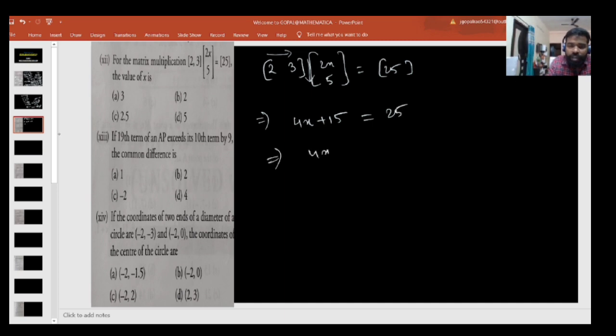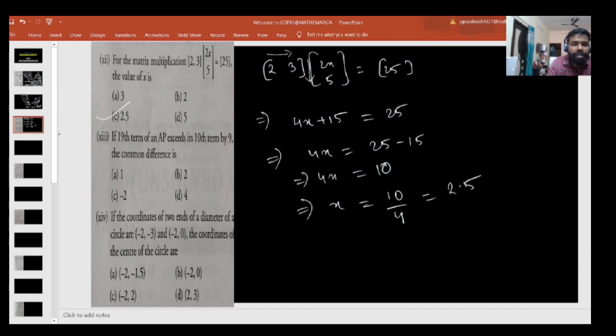So we get 4x is equal to 25 minus 15. So we get 10. 4x is equal to 10, so we get x is equal to 10 by 4, which is actually 2.5. Okay, so option C is the correct one for us.